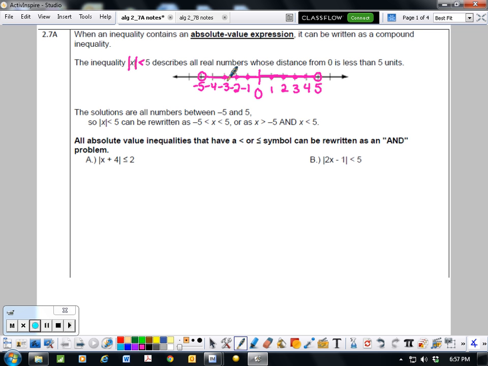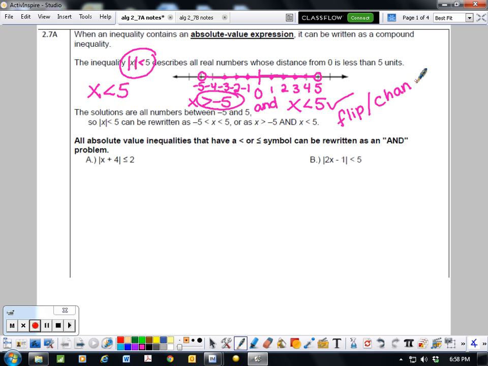And so when we're looking at this, we've really created this compound inequality where we have x is less than 5 and x has to be greater than negative 5. And so what we see is that we get the original inequality, x is less than 5, which matches right here. But we also get the flipped one. We flip this and change the sign. And so now we're starting to see where that happens. So with these inequalities, we have the original, and then we flip and change the sign on the second inequality.